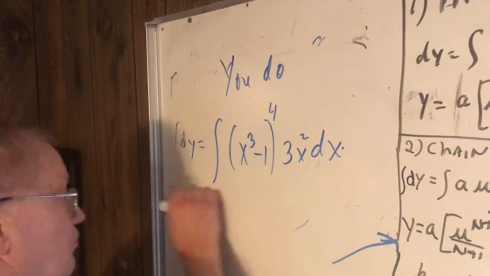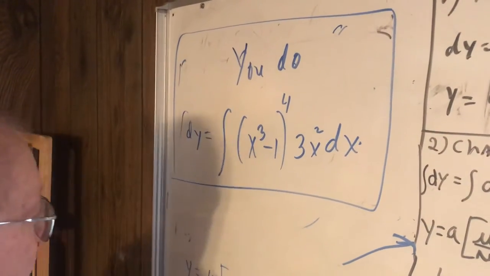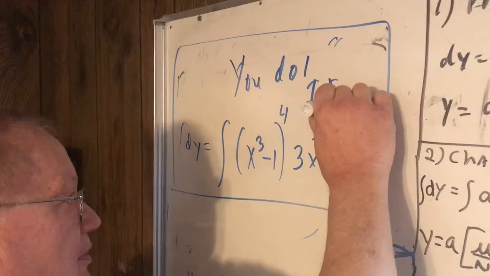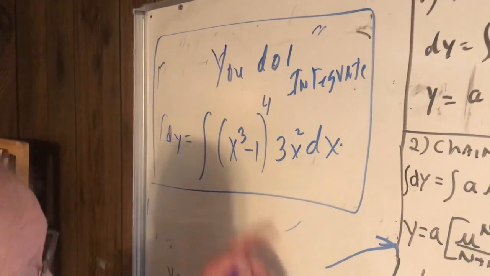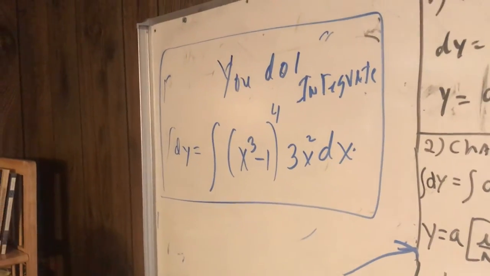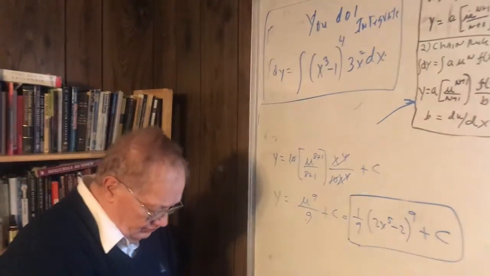Okay, try this at home. Solve for y. So I want you to integrate this. So integrate the integral of x cubed minus 1, 3x squared dx, and find a solution using the chain rule.